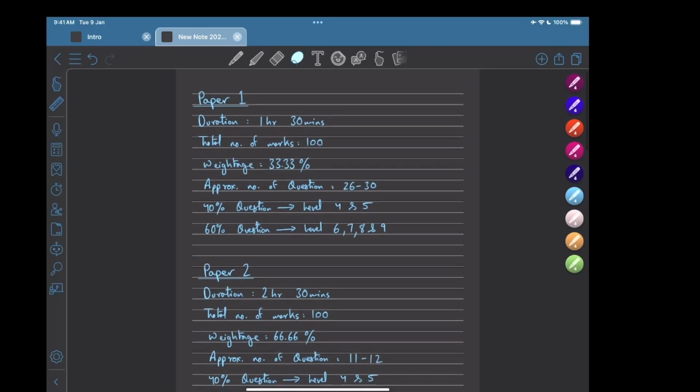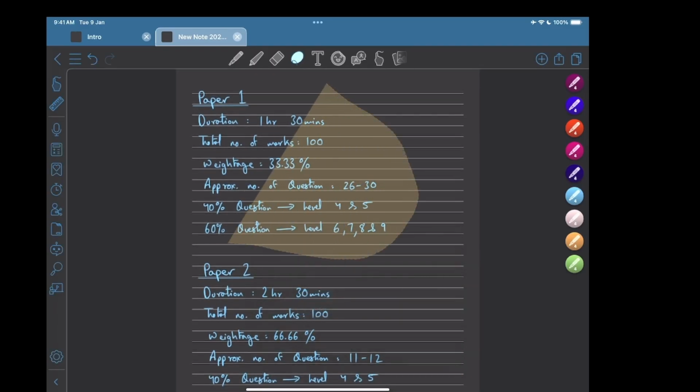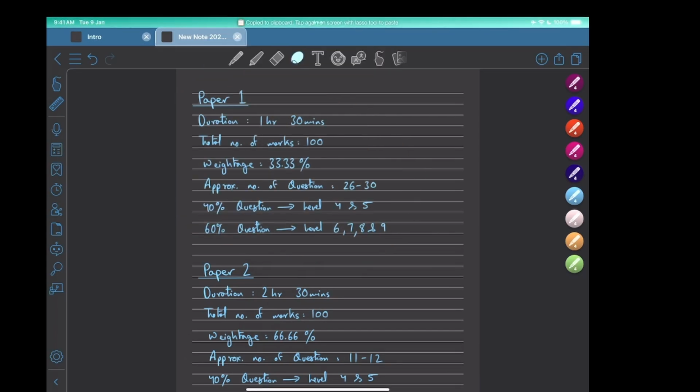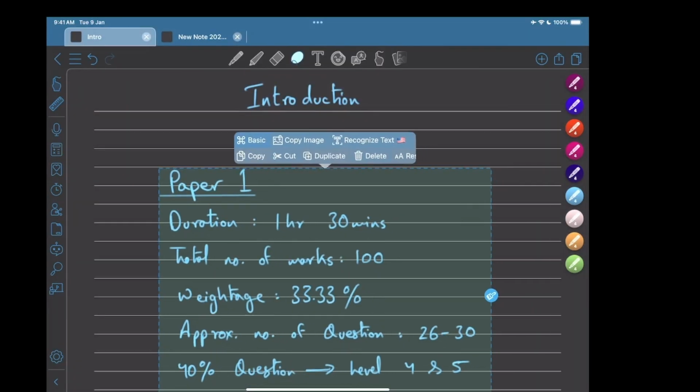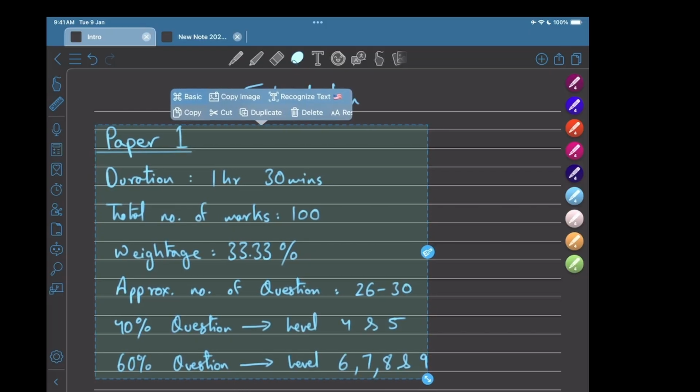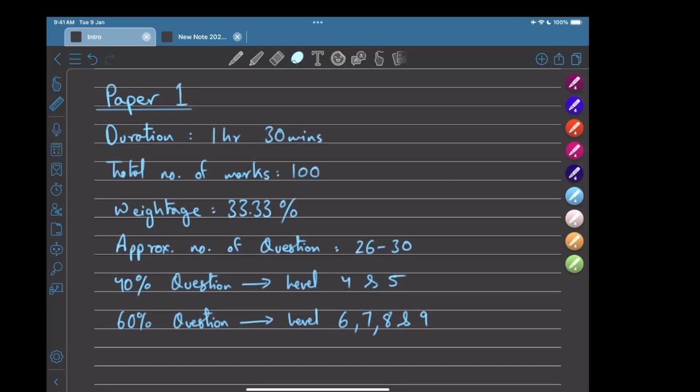We need to start by discussing paper 1 first. So the things that you need to know for paper 1: it has a duration of 1 hour 30 minutes. I know it looks like a lot of time, but trust me, when you're there in the paper, the time just runs. The total marks awarded for this paper is 100 marks, but the weightage of this paper is 33.33%. I'll get to the weightage a little later, but first you need to understand that the total marks that can be awarded from this paper is only 100.